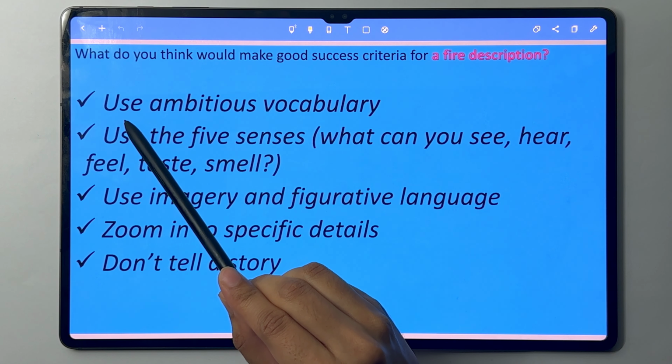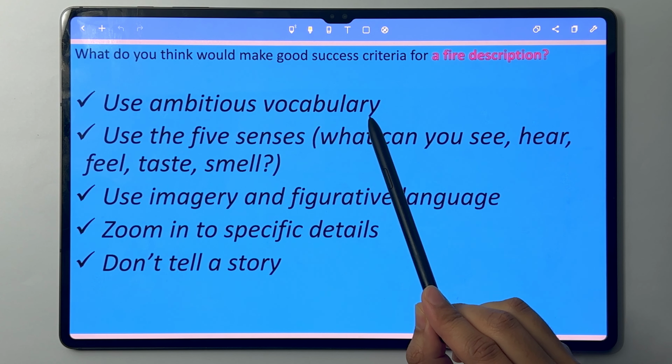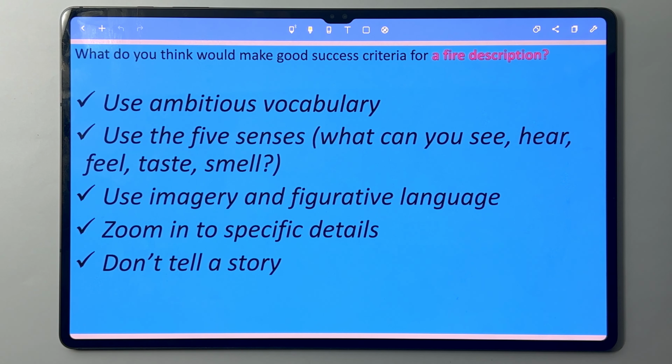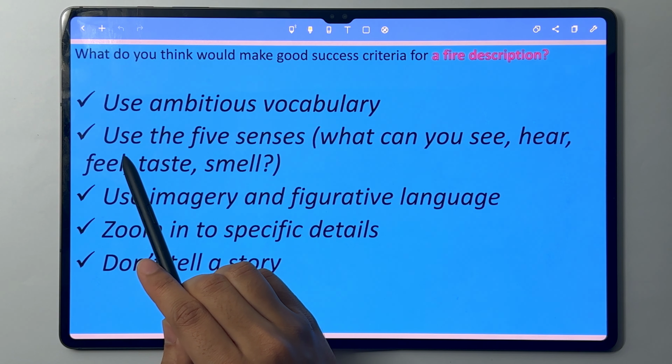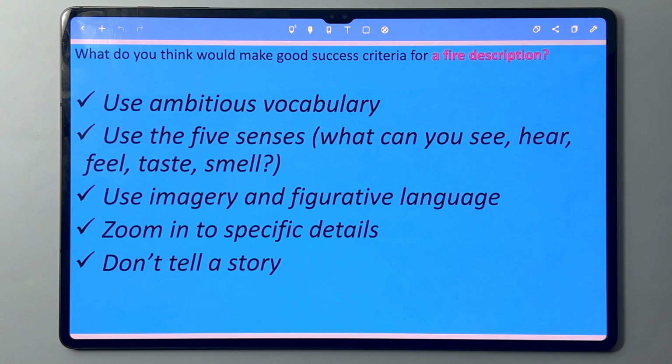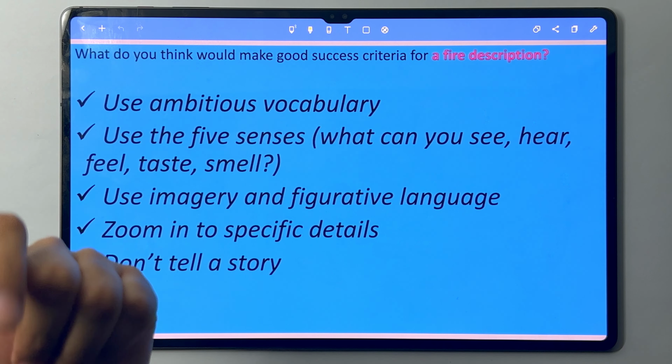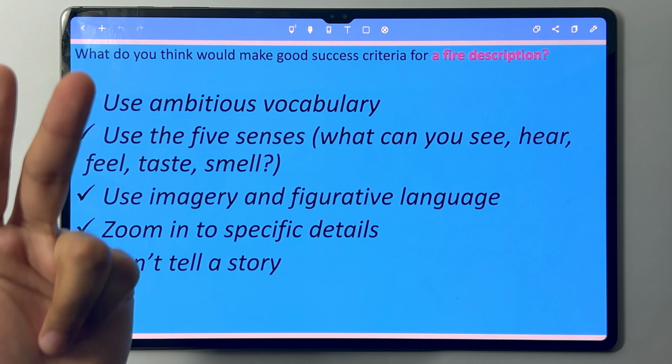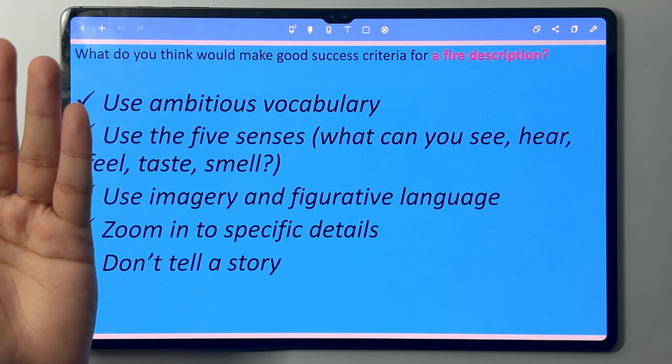First of all is to use ambitious vocabulary. So that means using highly descriptive words. Secondly is to use your five senses. So think to yourself, what can you see? What can you hear? What can you feel? What can you taste? And what can you smell?